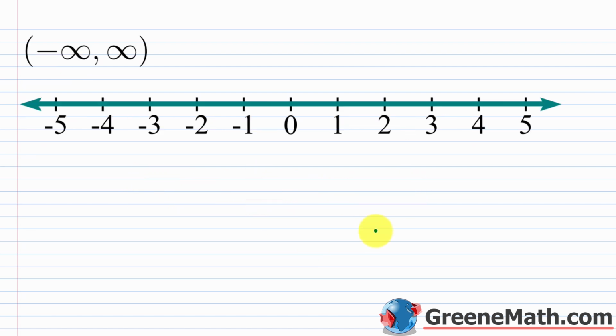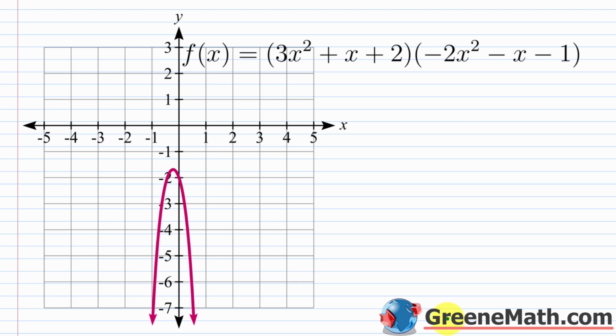And again, if you want to put this in interval notation, it's just from -infinity to +infinity, you would just shade the entire number line. And then graphically, if you want to look at this, this is your f of x equals the quantity 3x squared plus x plus 2 times the quantity -2x squared minus x minus 1. You can see that we're always, for all real numbers, going to be below the x-axis where the function values are negative. So that confirms our solution, where we're going to say all real numbers.